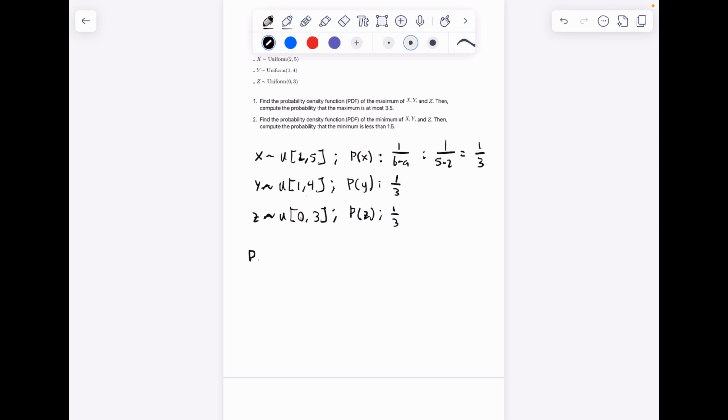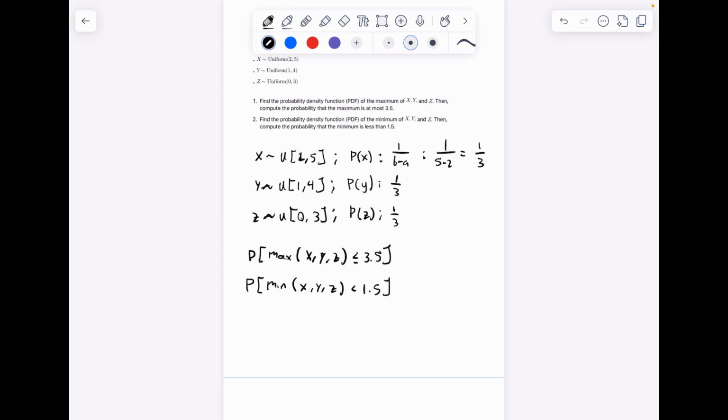So the first part asks us, what's the probability that the maximum of X, Y, and Z, that value is less than or equal to 3.5. The less than or less than and equal to doesn't really matter, since in calculus, the endpoints are automatically contained in an integral, but we're going to go ahead and keep it that way. The second part of the question asks us, for these three variables, what's the probability that the minimum is less than 1.5?